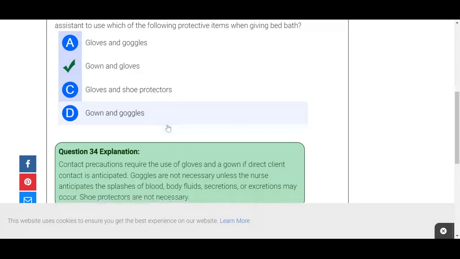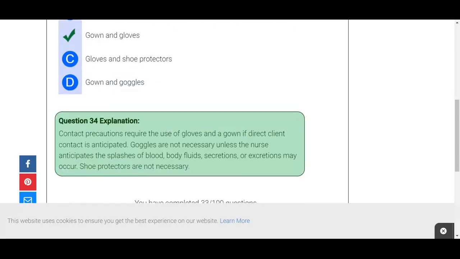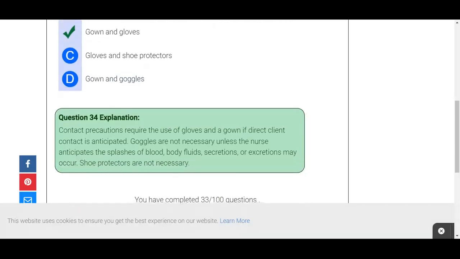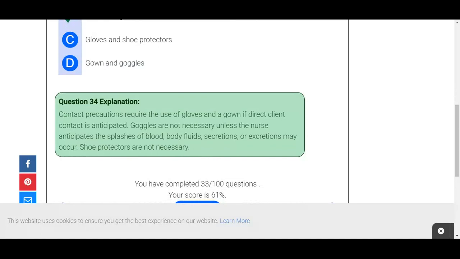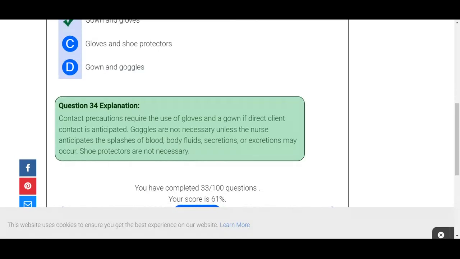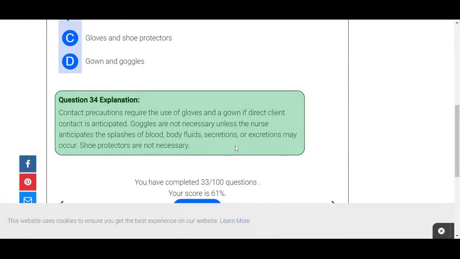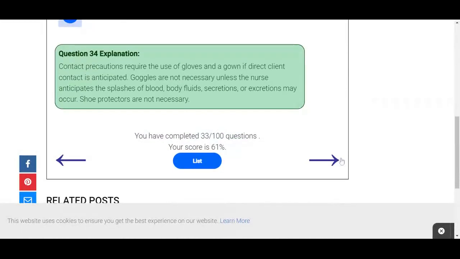So gown and gloves, since this is a bed bath. Contact precautions require the use of gloves and a gown if direct client contact is anticipated. Goggles are not necessary unless the nurse anticipates that splashes of blood, body fluids, secretions, or excretions may occur. Shoe protectors are not necessary.